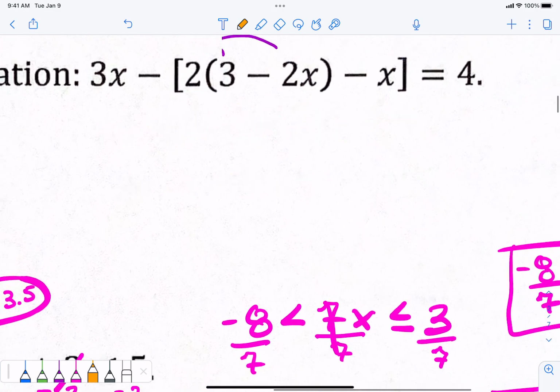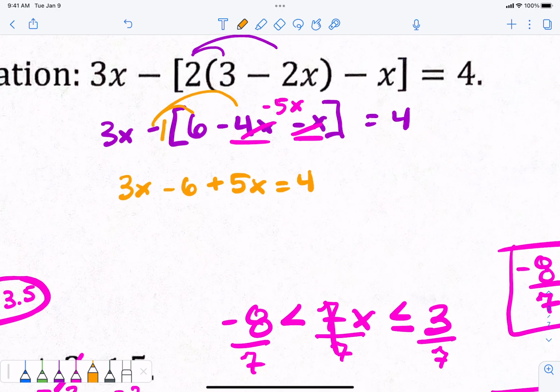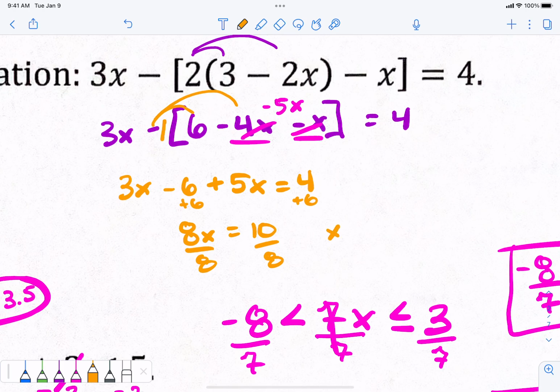Okay, 3x and 5x is 8x. Can I add the 6 over at the same time? Yep. Equals 10, and then divide by 8. 10/8, so 5/4. If you reduce, that's 5/4 or 1.25. Either way. Okay, happy with that?